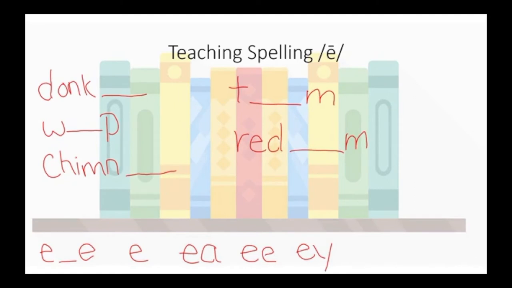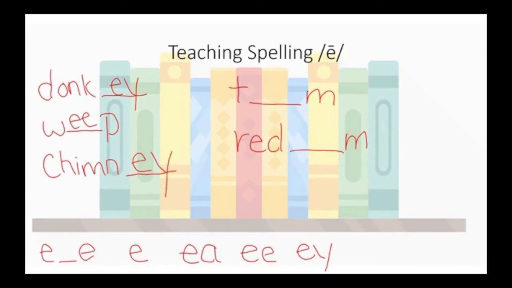For donkey, I am going to write an EY. It falls at the end of the word. For the word weep, it's inside of the word, and when I practice a few different ones, I'm going to find that EE is what looks best. The word chimney, again, is at the end of a word, and it's going to have the EY.